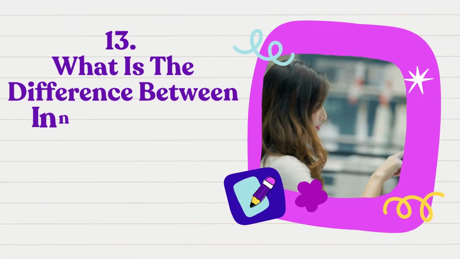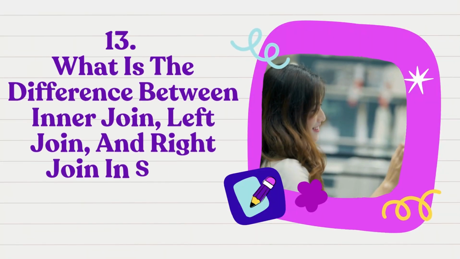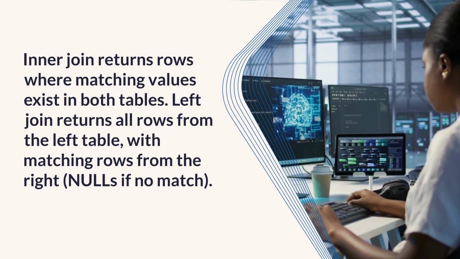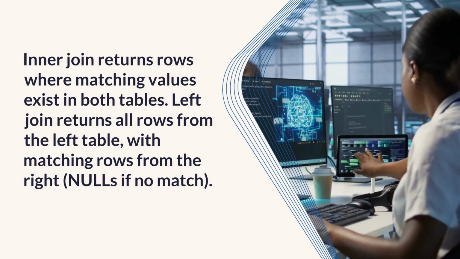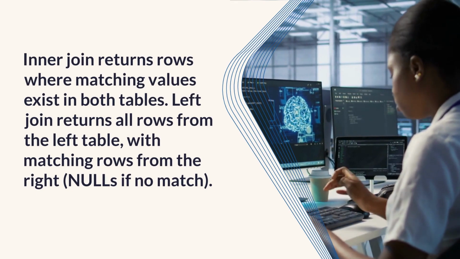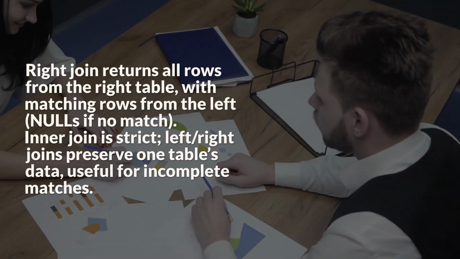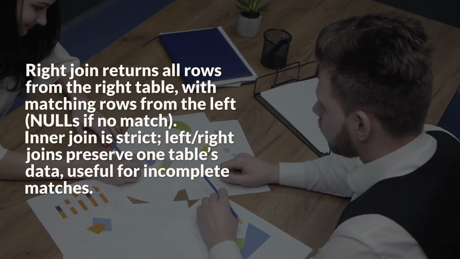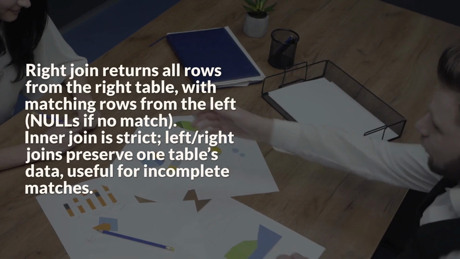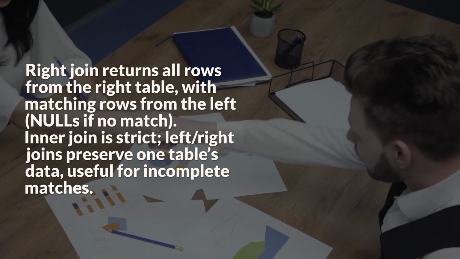13. What is the difference between inner join, left join, and right join in SQL? Inner join returns rows where matching values exist in both tables. Left join returns all rows from the left table, with matching rows from the right, nulls if no match. Right join returns all rows from the right table, with matching rows from the left, nulls if no match. Inner join is strict. Left/right joins preserve one table's data, useful for incomplete matches.